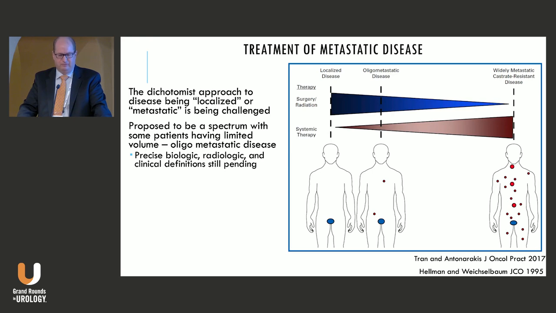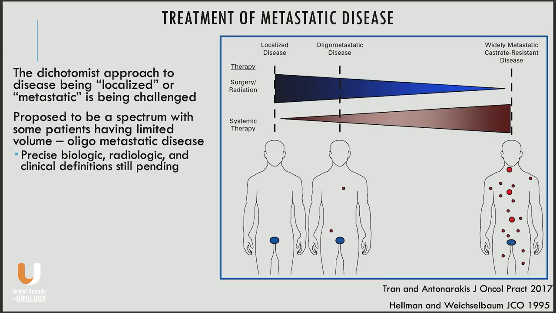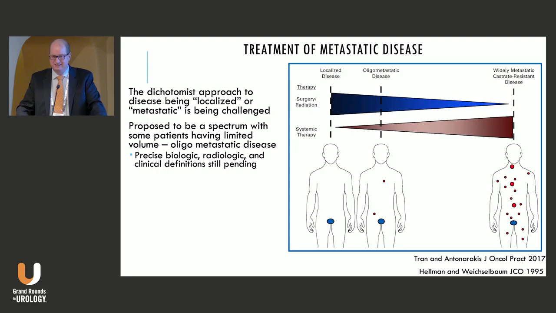Now, I will admit the precise biologic, radiologic, and clinical definitions of oligometastatic disease are still pending, and there are many different trials going using different cut points. For instance, I used to run a lab, and I could make oligonucleotides, and you could synthesize them up to 200 base pairs. So is 200 metastases oligometastatic disease? I think people would agree that it's not, but where that cut point is is really hard to say, and it really probably will vary with biology as well.